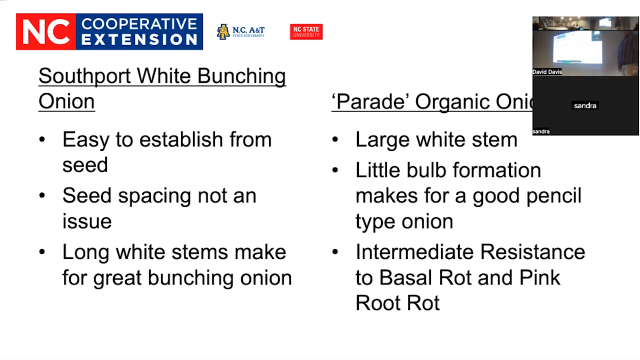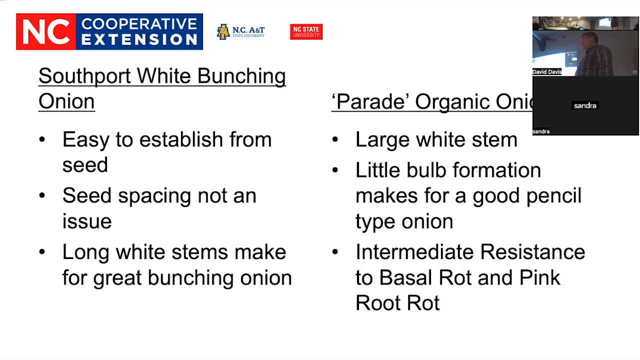Here's my green onions. Of course, the traditional Southport white bunching. It's easy to establish from seed. When I'm doing transplants, if I'm going to transplant this in a 5-12 seed tray, I'll put like 5 seeds to a hole. And when I plant those plants, 4 or 5 plants in a space planting, I basically have one bunch of onions ready to go.